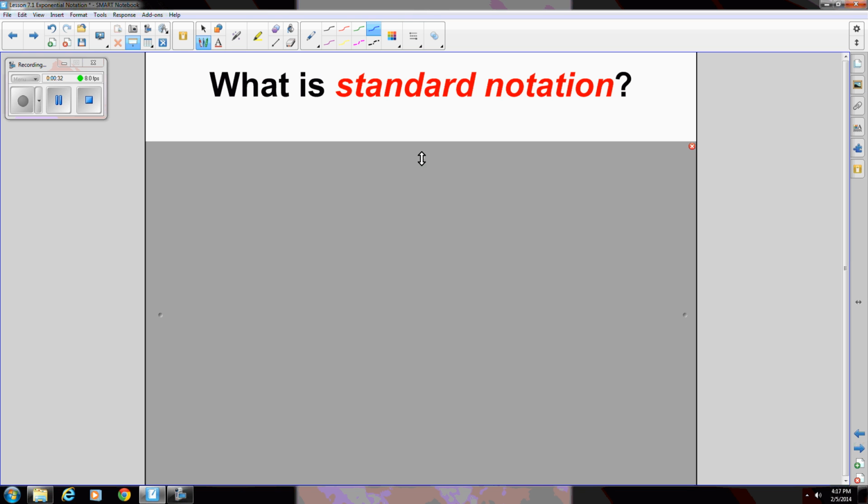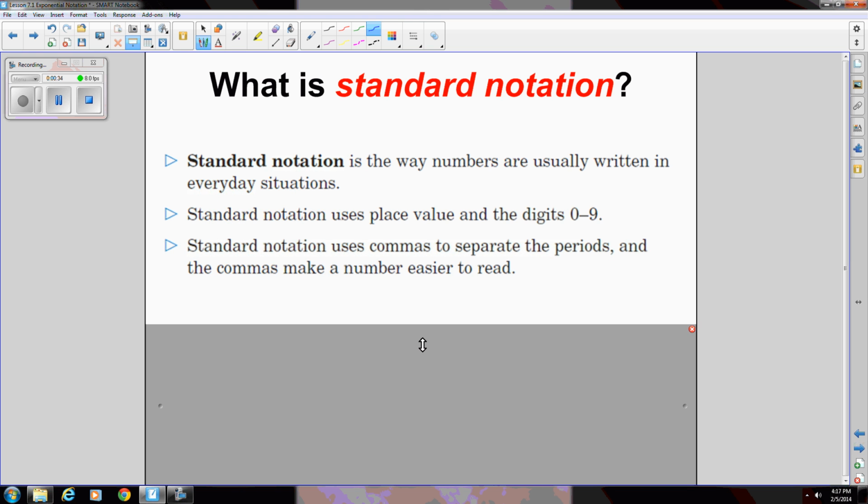We want to start off with standard notation. And standard notation is really just a fancy way of saying all the basic numbers that we usually see or write in everyday situations. They have the place values and then also the digits 0 through 9. All right, so if I were to write the number 211, I just wrote a number in standard notation. It's just the plain Jane way of writing a number.